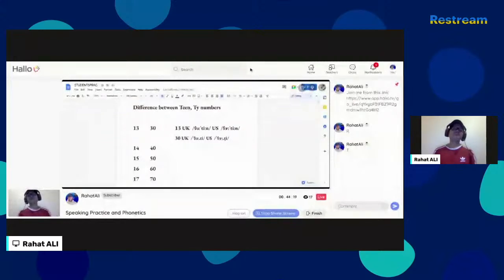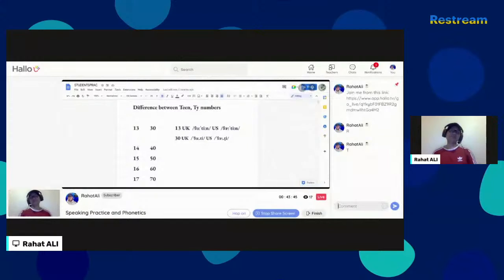Now, fourteen, and how about forty? I'm sorry, it is not forty. Yes, forty. Remember, R is silent again. So in all of these words in British English, R must be silent rather than bringing in a vowel sound, which really affects the pronunciation of these words.